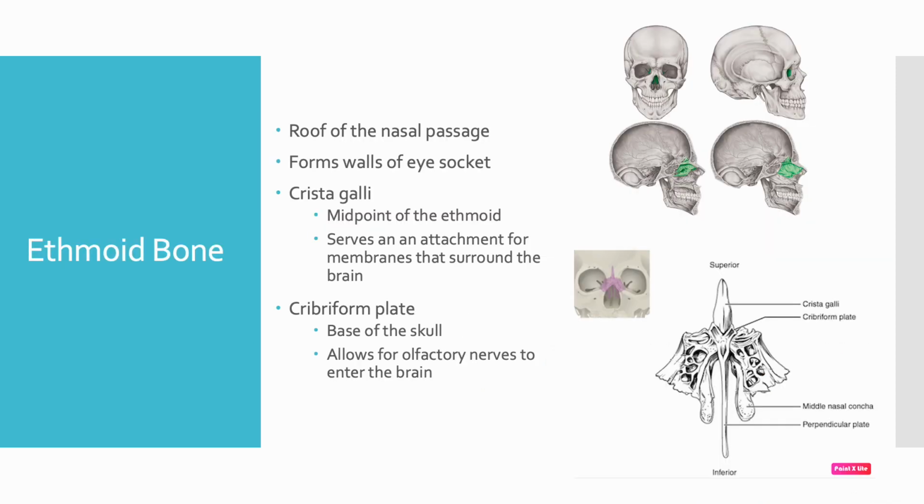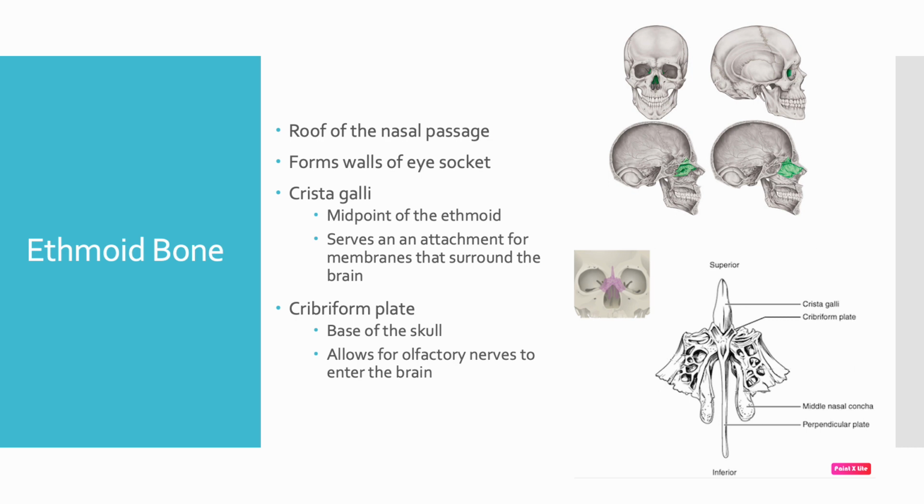The ethmoid bone is a smaller bone that's located behind the nose. It forms the roof of the nasal passage and part of the wall of the eye socket. The major parts of the ethmoid bone that are important to know are the crista galli, which is the midpoint. It's kind of like a ridge that runs down the middle. And this serves as an attachment for membranes that go around the brain. So the brain is surrounded by these membranes that protect it and keep the fluid around it. Those membranes attach to that little part of the bone.